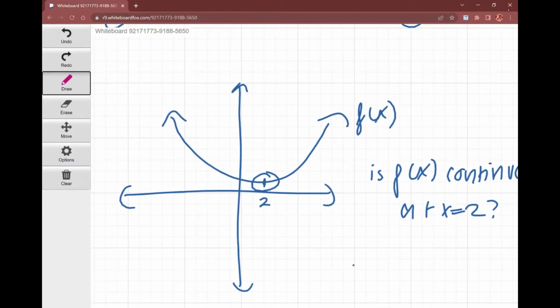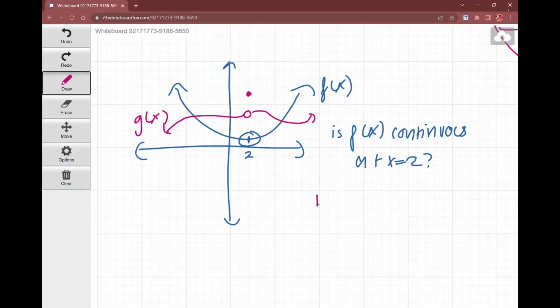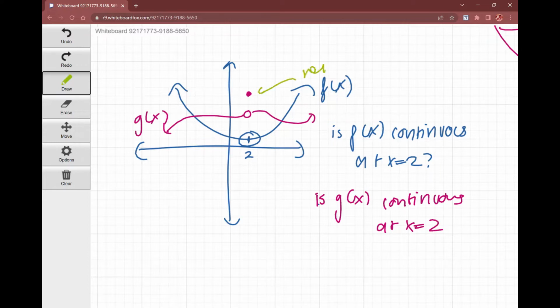Now let's say I make a new function, and we'll call this g of x. And I ask, is g of x continuous at x equals 2? And your answer is no, because as you can see here, there is a removable discontinuity.